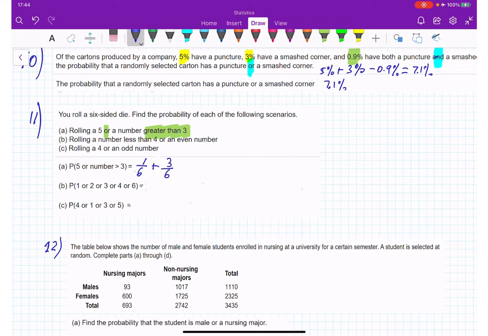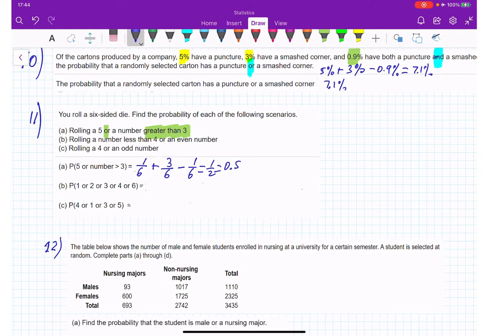Okay, and since they are repeating each other, greater than 3 includes 5 also, right? And we separately found the probability of 5. So I need to subtract, because this 5 is repeating, minus 1 out of 6, and the result is 1/2, which is 0.5. 0.5 means 50%.